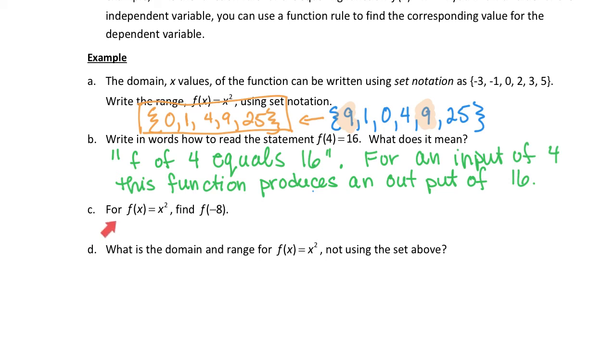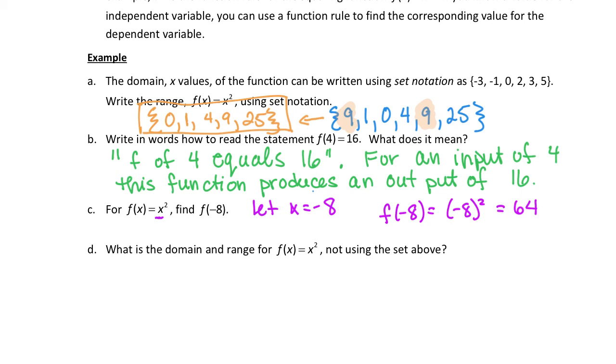Example C here is just a common example. For f of x equals x squared, find f of negative 8. What that really means is to let x equal negative 8. So we're going to just substitute that into here. So f of negative 8 is going to equal negative 8 squared, which equals positive 64.